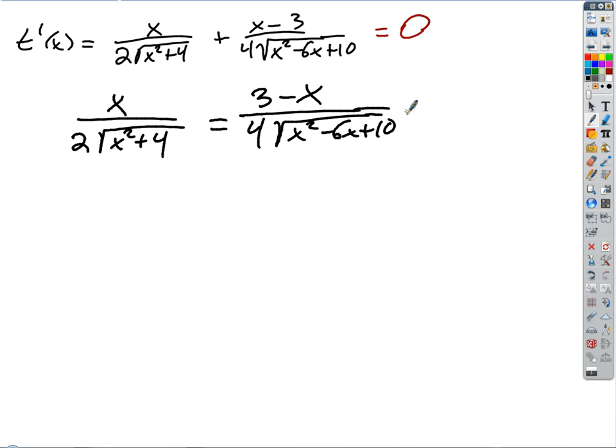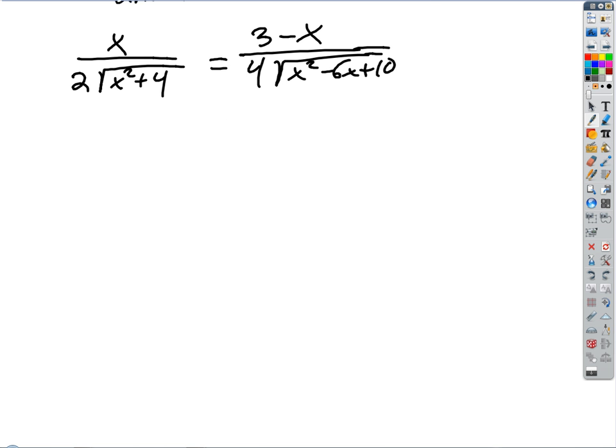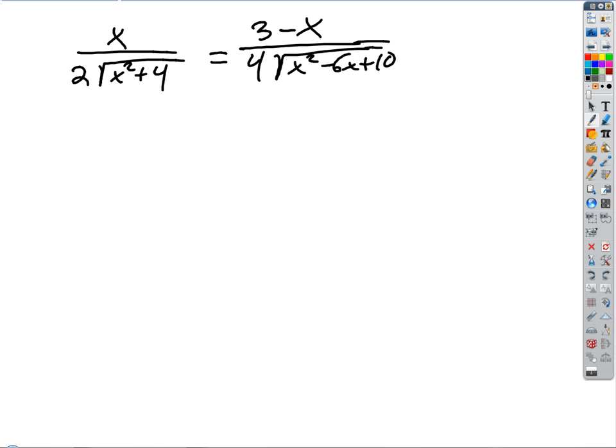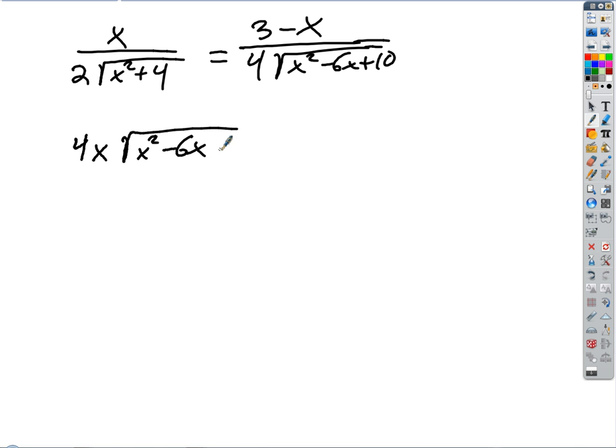Okay, so now all we have to do is cross multiply, right? If I cross multiply, this is going to be kind of ugly. I'm going to get 4x times square root of x squared minus 6x plus 10 equals 3 minus x times the other square root.